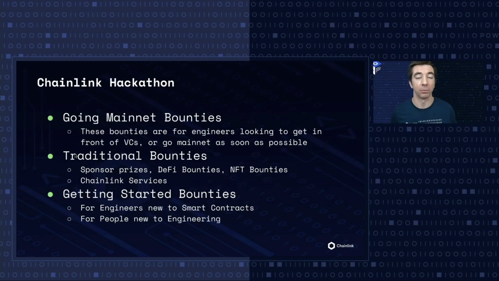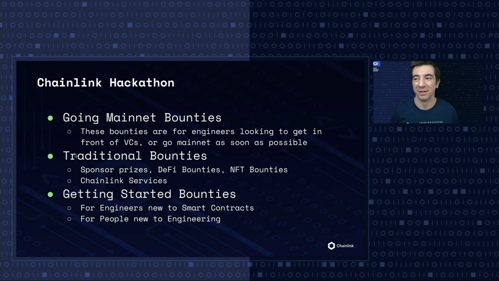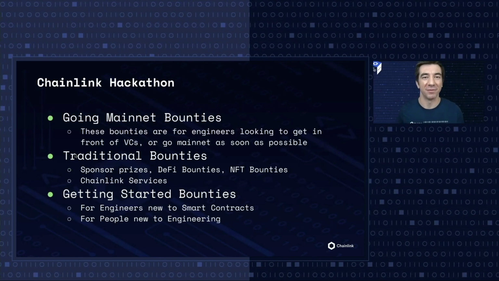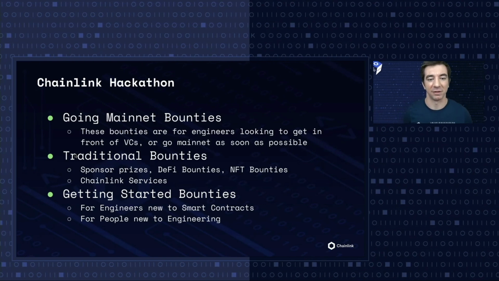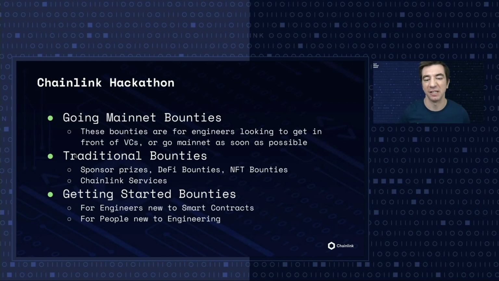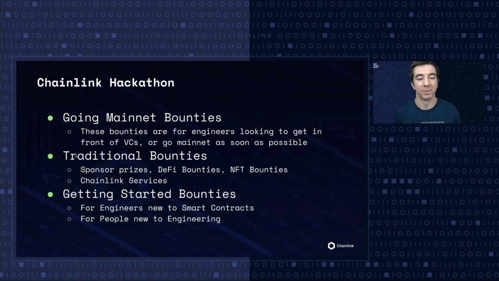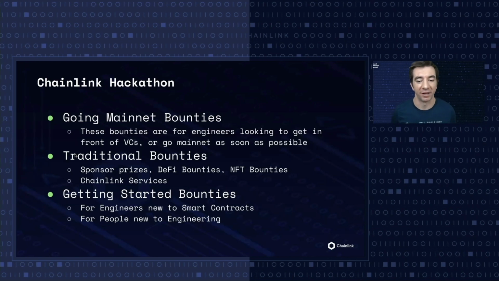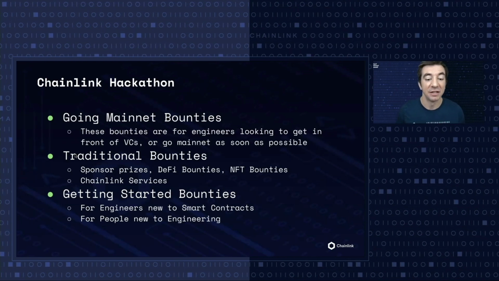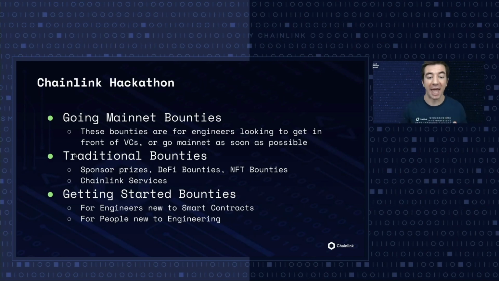We're planning on having 3 tracks based off of this narrative that I just mentioned. The first one being kind of a going mainnet bounties. These are for engineers looking to get in front of VCs, go mainnet as soon as possible. We're of course going to have our traditional bounties. This is for sponsor prizes, DeFi bounties, NFT bounties, Chainlink services, which is going to be absolutely massive.